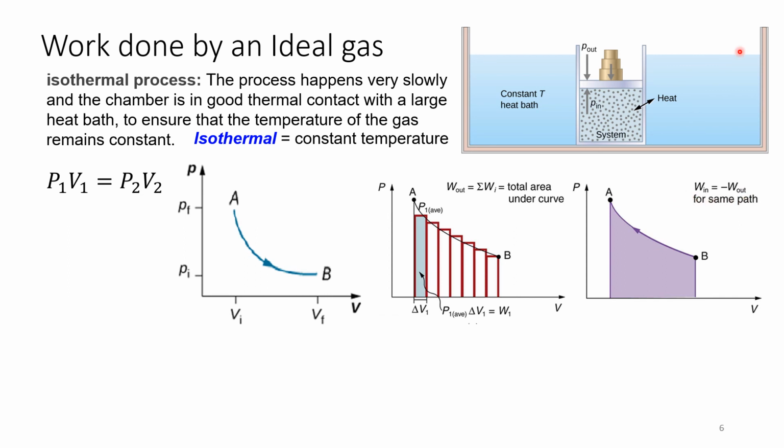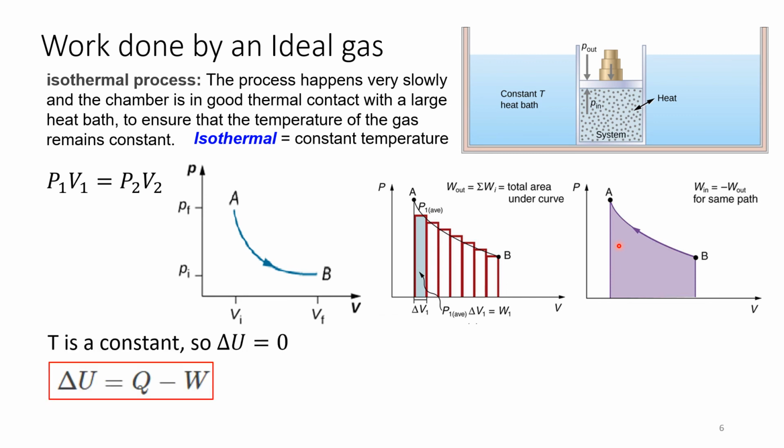One thing we can be sure of in an isothermal process is that since the temperature does not change, the internal energy U is constant, so delta U equals 0. And combining this with the first law of thermodynamics, we have the heat transferred into the gas system Q equals the work W done by the system.